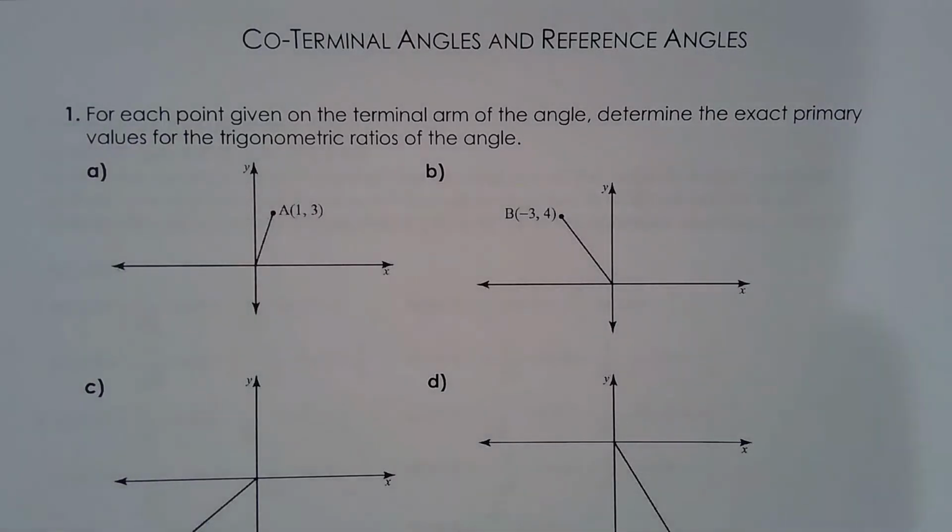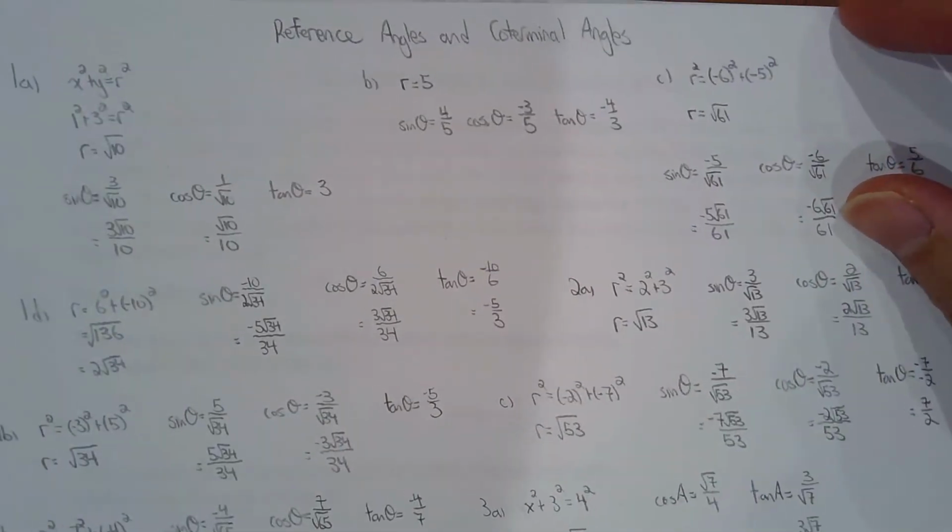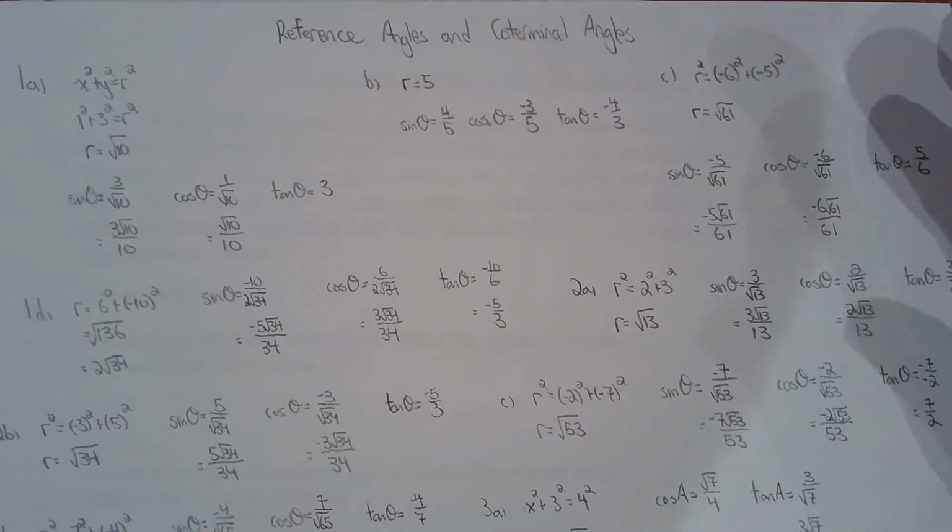In this video, we'll take up the homework on coterminal angles and reference angles. For the first question, you're given the point on the terminal arm, and your job is to find the exact values for each of the trig ratios, the primary trig ratios.